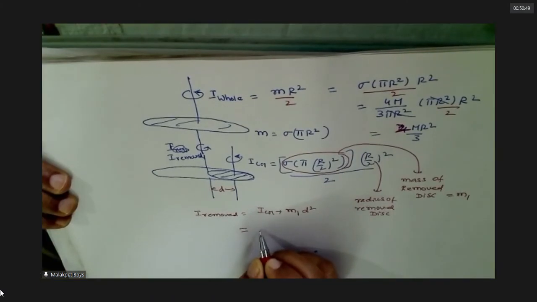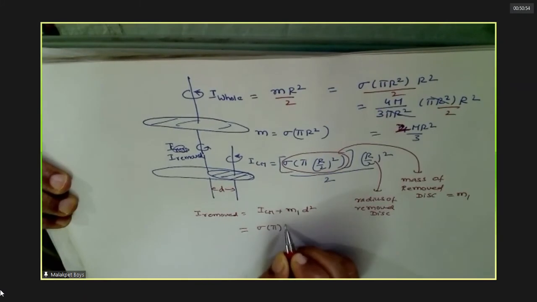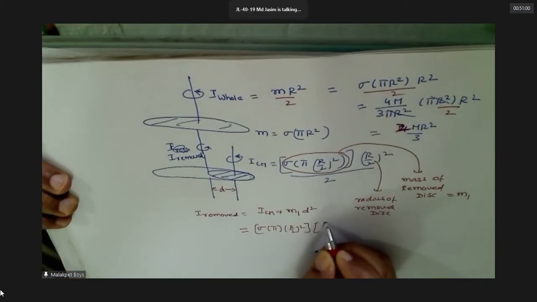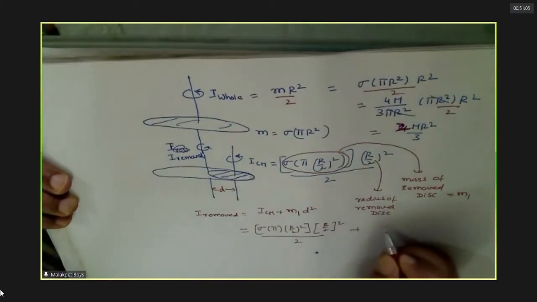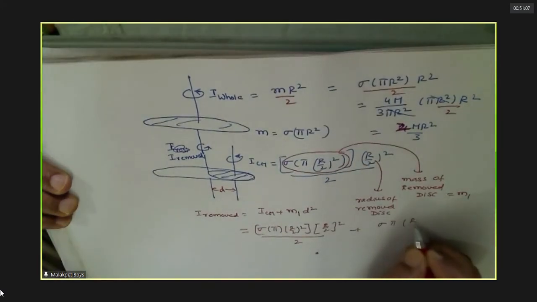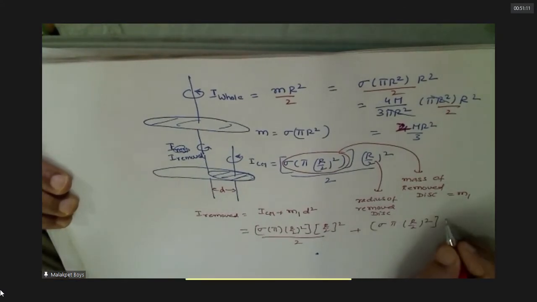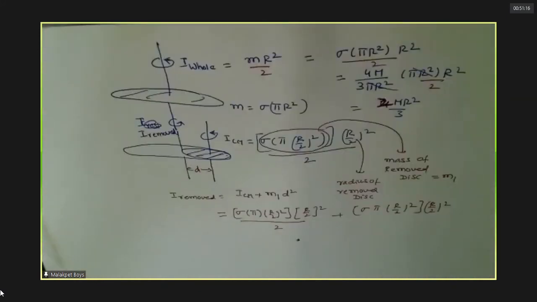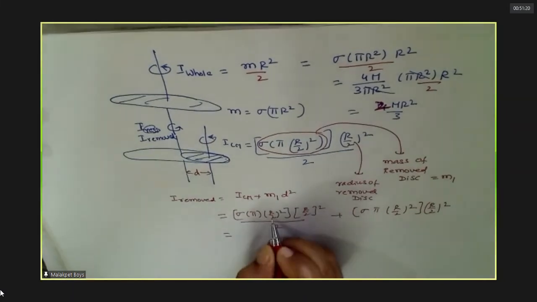Sigma pi r square by 2 plus, what is the mass of the disk? And d is nothing but r by 2 whole square. Do you agree with this? Agree, sir. So now shall we simplify this? How much does it come to?